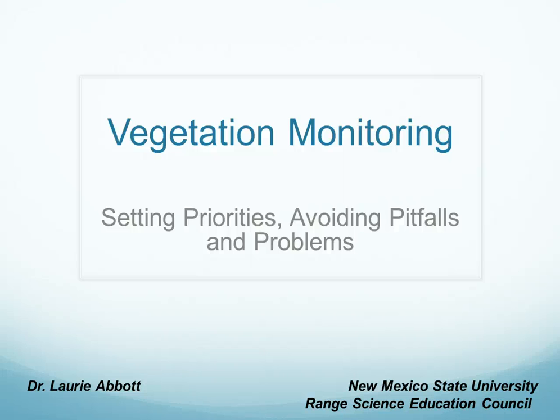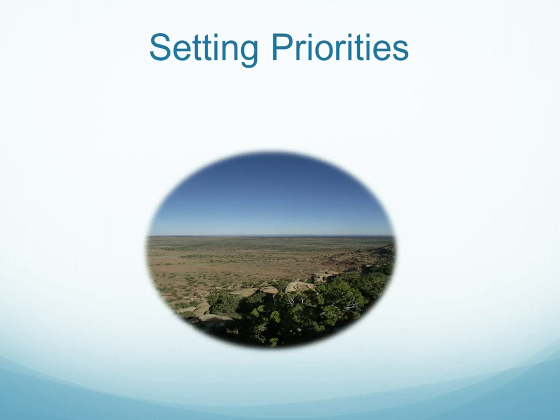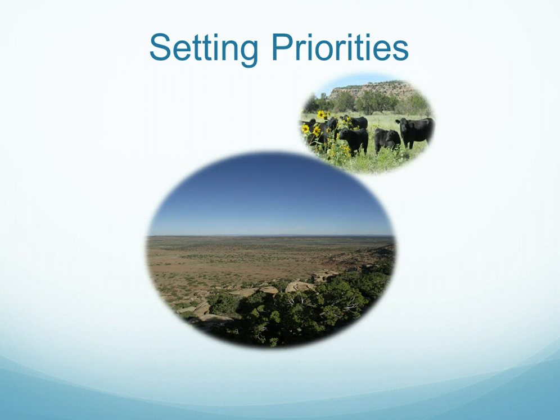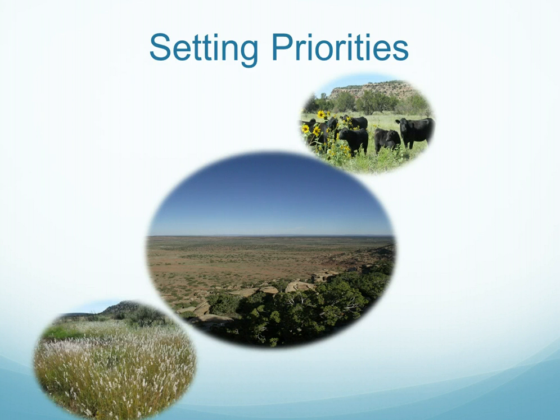Setting priorities and avoiding pitfalls and problems in vegetation monitoring. Setting priorities is a key step when we are planning our monitoring protocol. Let's assume that we have a ranch, and the overall goal for this ranch is the sustainable management of the vegetation, soil, and water resources for livestock production and wildlife habitat.